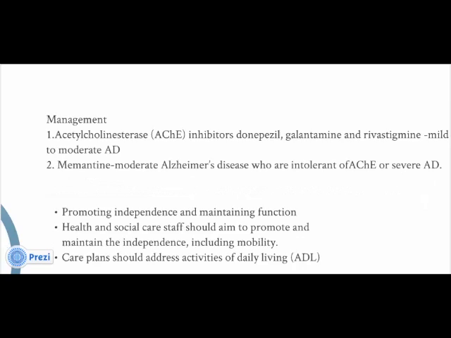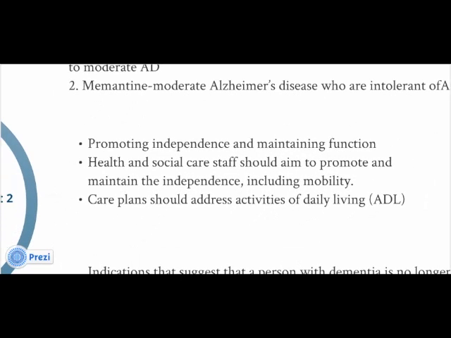The focus with regards to the carers should be the emphasis on promoting independence and maintaining function. Health and social care staff should aim to promote and maintain the independence, including mobility, of people with dementia. Care plans should address activities of daily living that maximize independent activity, hence function, adaptation and development of skills, and minimize need for support. They should also address the varying needs of people with different types of dementia.